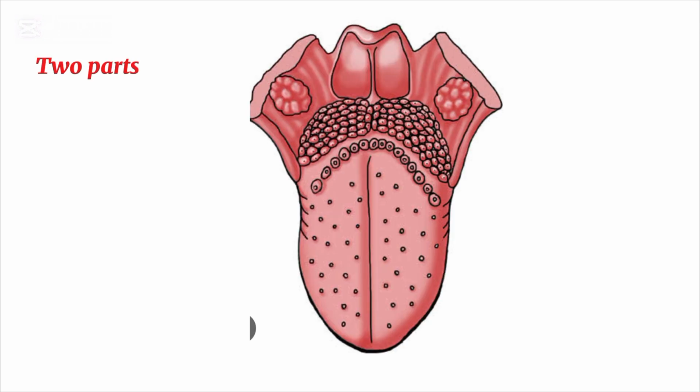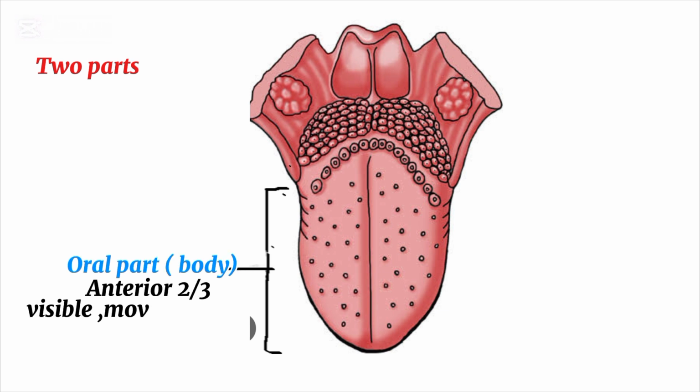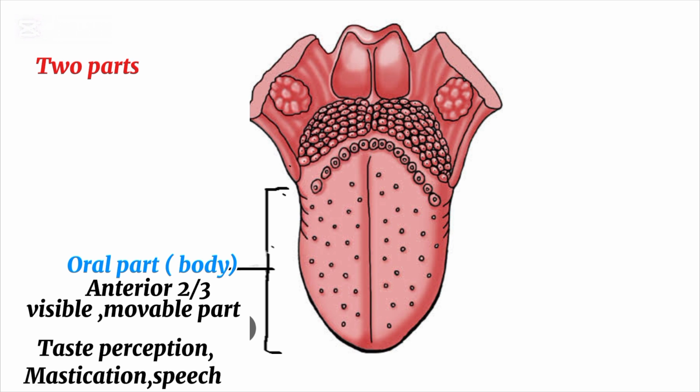Tongue is divided into two parts. Anterior 2/3 is the oral part, that is the visible and movable portion of the tongue, responsible for taste perception, mastication and speech. Tongue papillae are also found on the anterior oral part of the tongue.